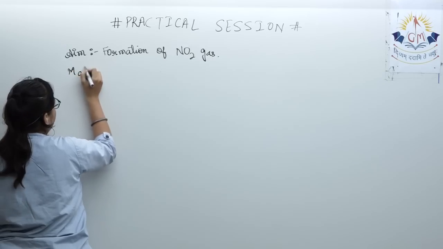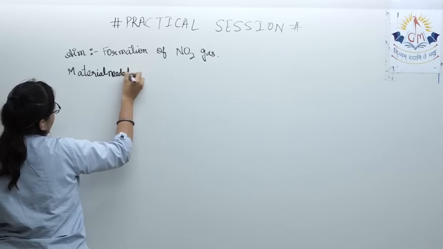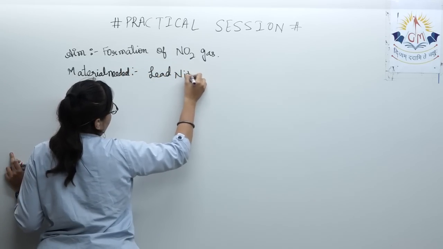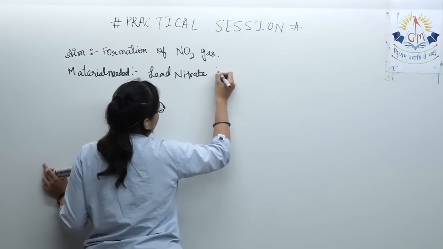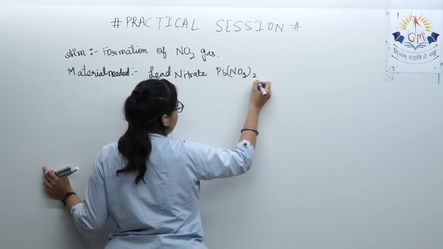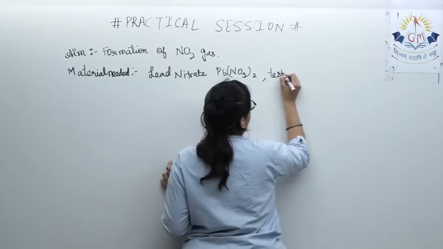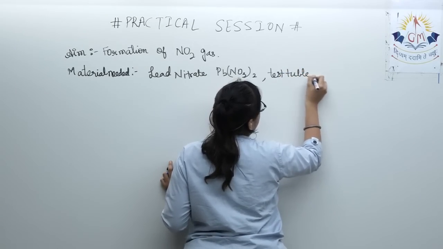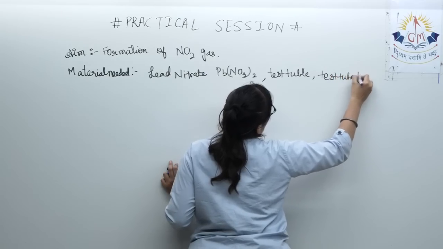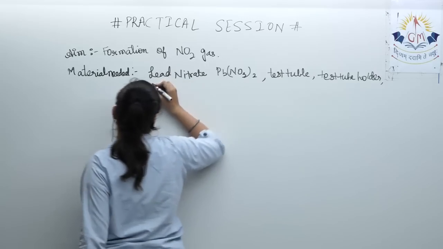Materials needed: lead nitrate, which is Pb(NO3)2, test tube, test tube holder, and burner.